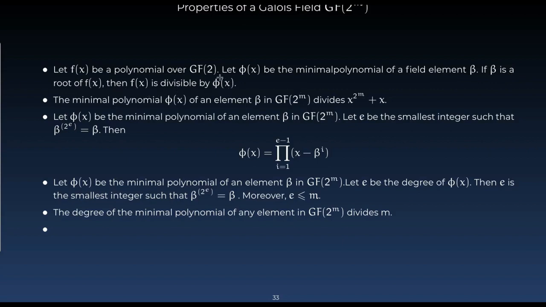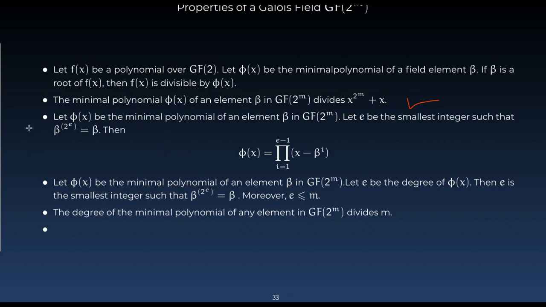Since phi x is the lowest degree polynomial for which beta is a root, then if beta is a root of f x, then f x must be divisible by phi x as well. And it's actually very easy to prove. The minimum polynomial phi x of an element beta in GF2 to the power m divides x to the power 2 to the power m plus x, and this is also very easy to prove. This is another property that we have to consider.